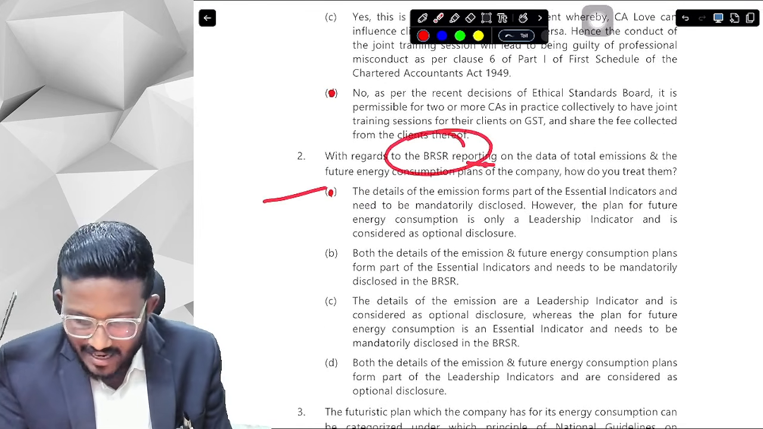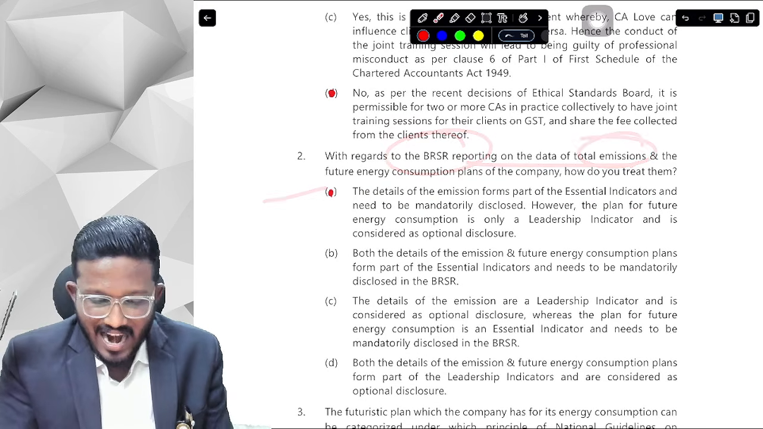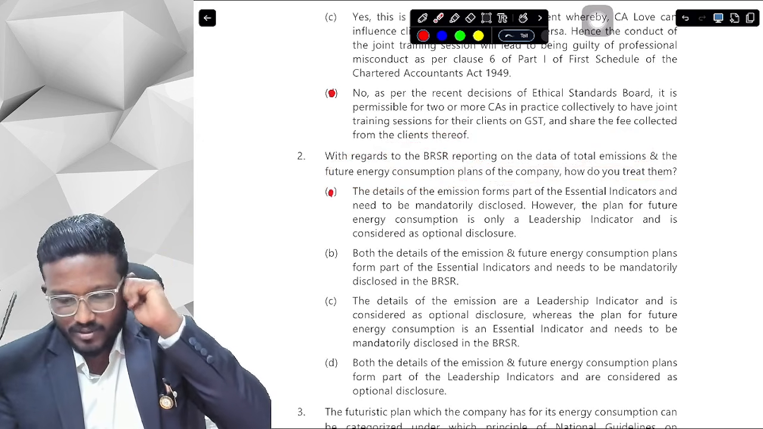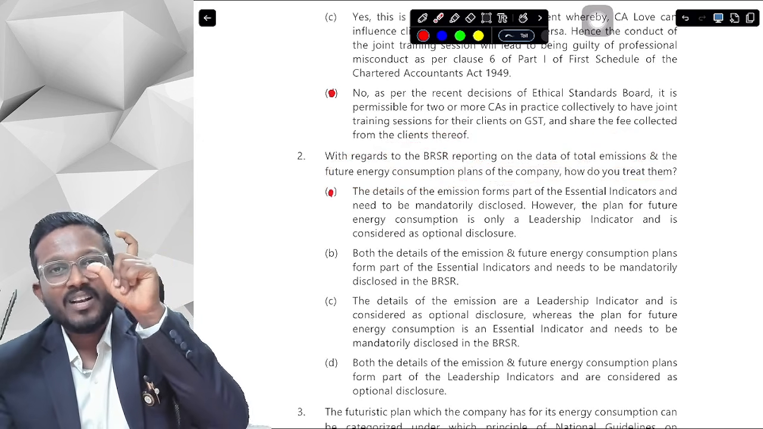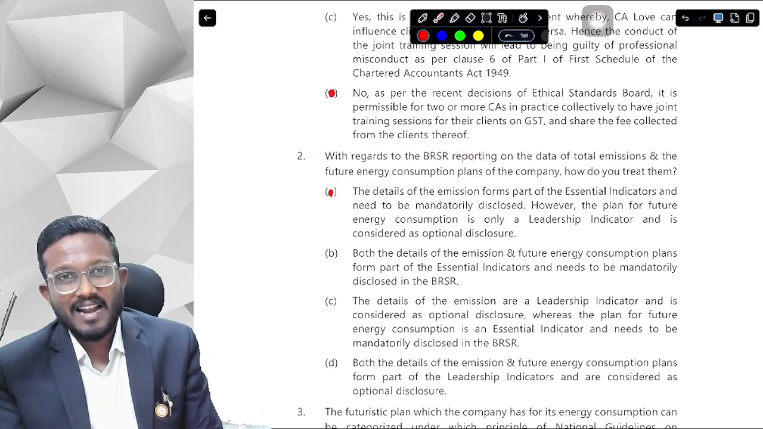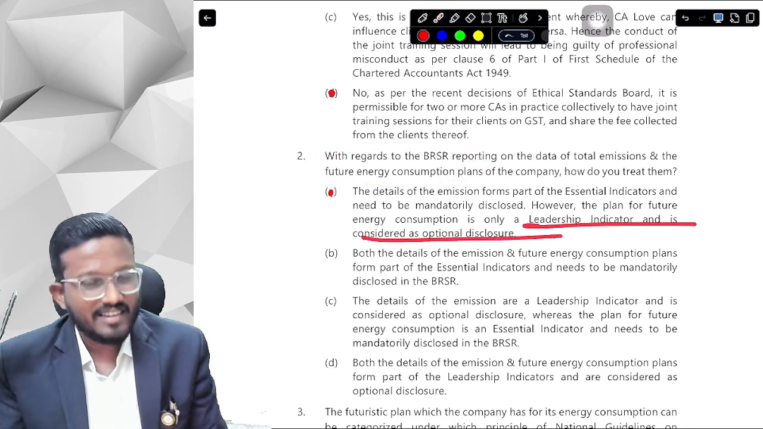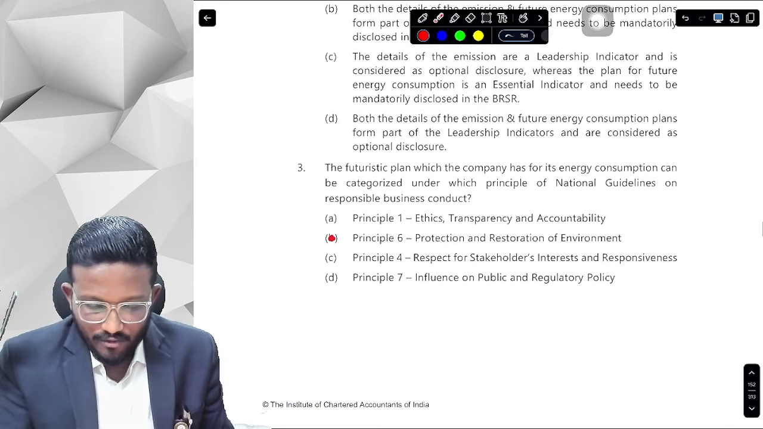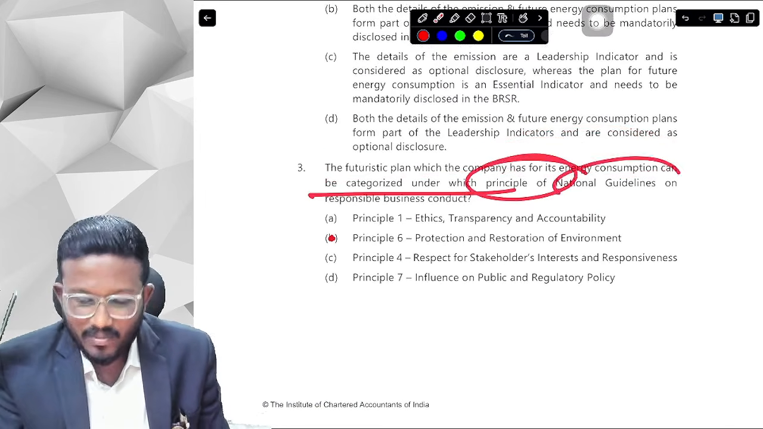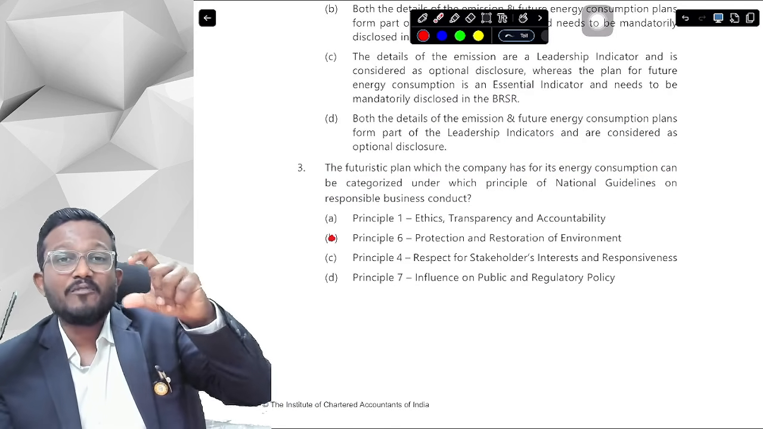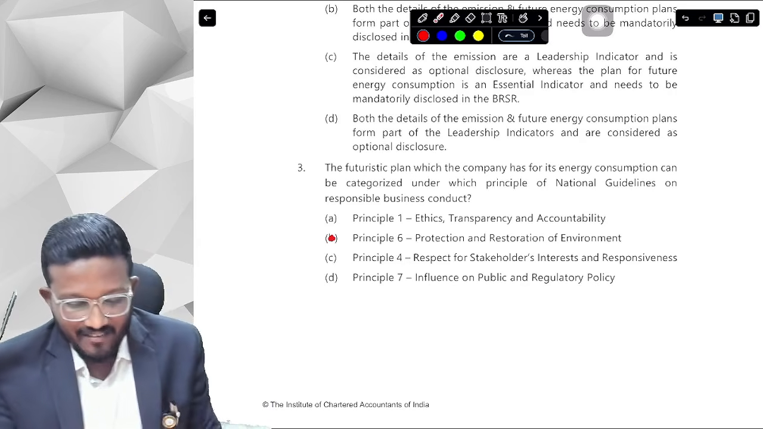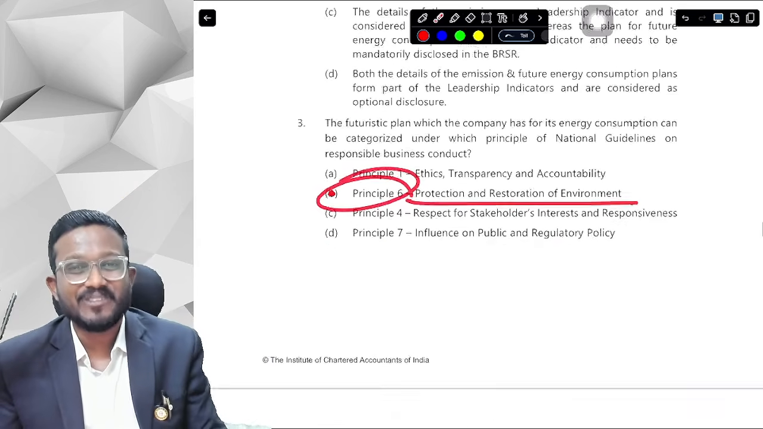Second, with respect to BRSR reporting on the data of total emissions and future energy consumption plan of the company, how do you treat them sir? We have already discussed in the previous MCQs that total emissions is part of your essential indicator, and future energy consumption plan is part of your leadership indicator. That is an optional disclosure. The futuristic plan which the company has for its energy consumption can be categorized under which principle of BRSR? If you have a future energy consumption plan, which means you are thinking about the environment, it will be principle number 6, protection and restoration of environment.